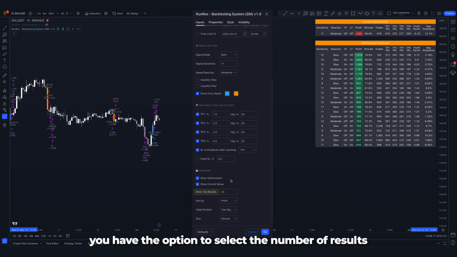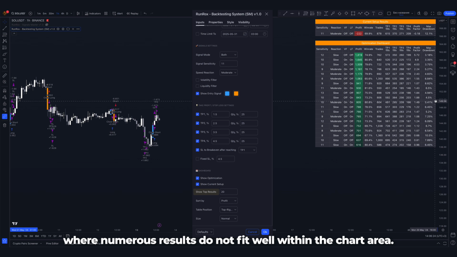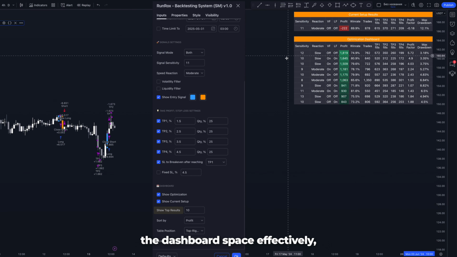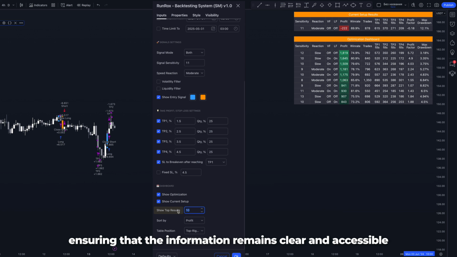Next, you have the option to select the number of results displayed in the optimization panel. This feature is especially useful for clients with narrower screens, where numerous results do not fit well within the chart area. You can reduce the display to show only 10 or even 3 results, according to your convenience. This customization helps in managing the dashboard space effectively, ensuring that the information remains clear and accessible without overwhelming the visual space.